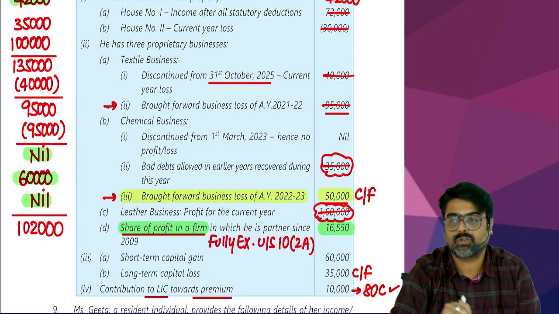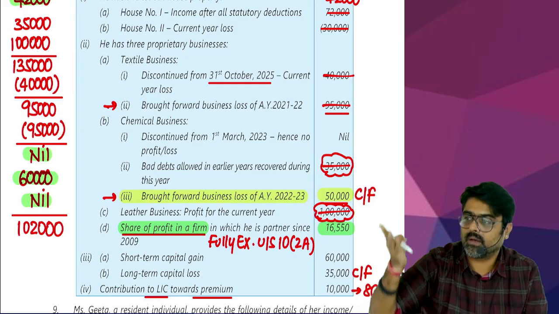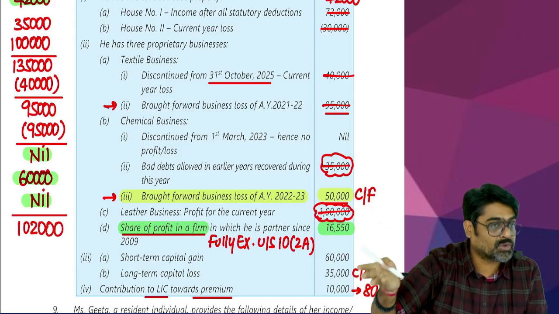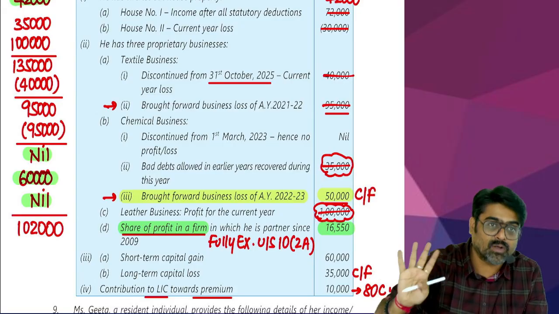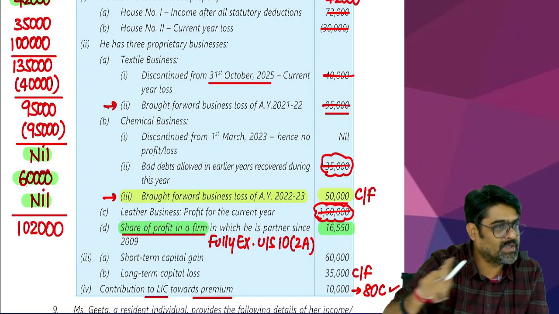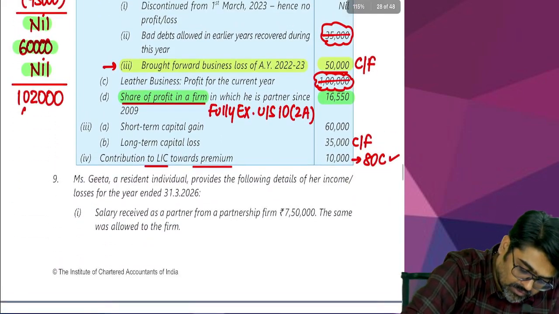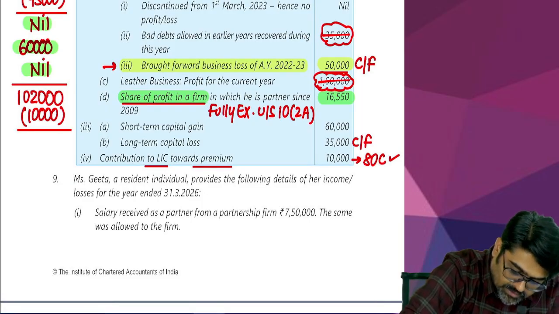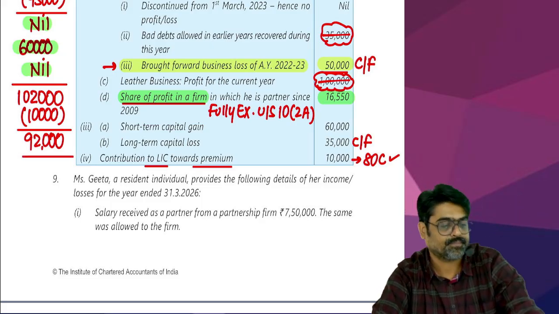Now tell me, in your gross total income, any special income you can see? No. In your gross total income, you will see house property income. In your gross total income, you are having a short-term capital gain, taxable at normal rate. So entire GTI is a normal GTI. And from this GTI, you can directly take chapter 6A deduction. How much? 10,000. So take the deduction of 10,000 under section 80C. How much is remaining? Guys, this 92,000 will be your total income. Go and check the final answer.